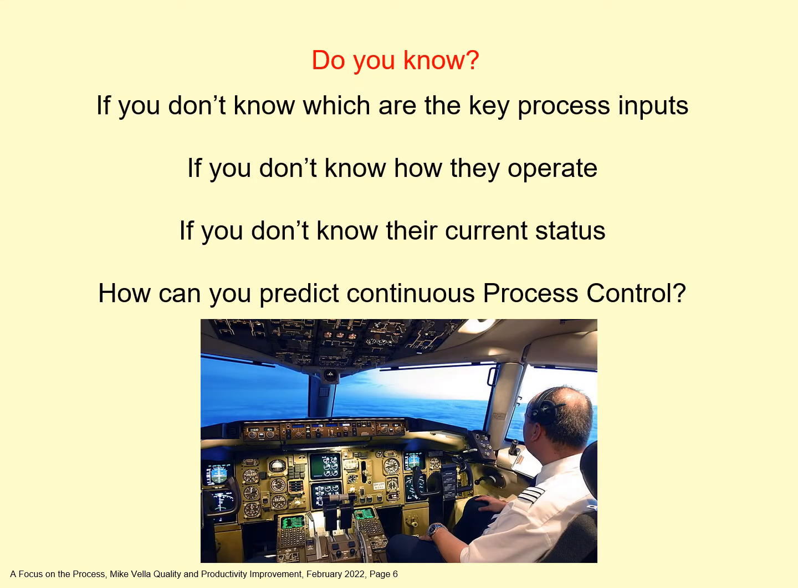Well, let's use the analogy of an aircraft pilot. Pilot really knows very well how each one of those switches and gauges that he has in front of him affect the attitude of the airplane, speed, direction, altitude. So consider that analogy with your particular production process. If you don't know which are the key process inputs, if you don't know how they operate, if you don't know their current status, then how can you predict process control?